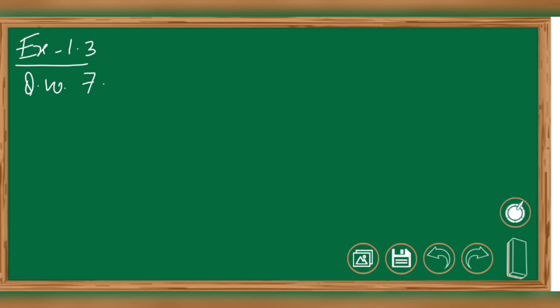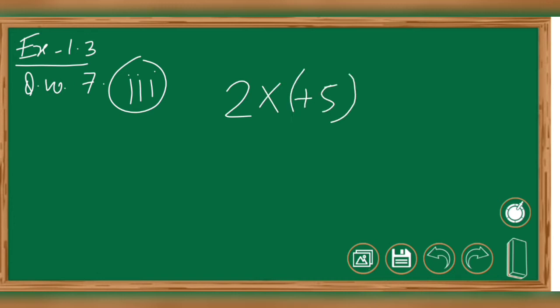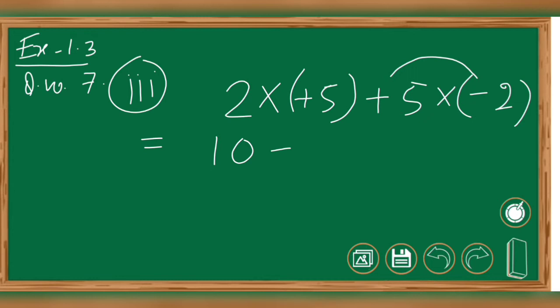Now in question number 3 it is written: Hina gets 2 correct and 5 incorrect answers out of 7 questions she attempted. What is her score? 2 correct answers means 2 into plus 5, plus 5 incorrect answers means 5 into minus 2. Okay, so it will be plus 10, and this plus and minus will bring one minus sign.